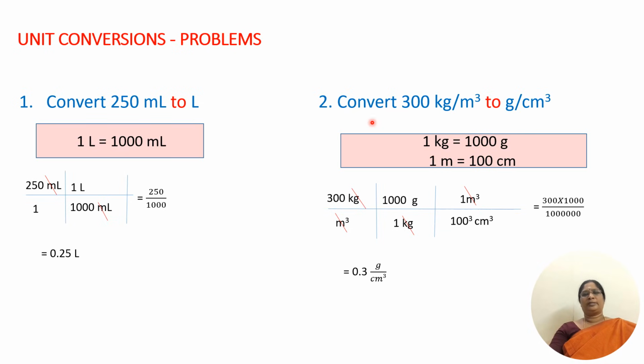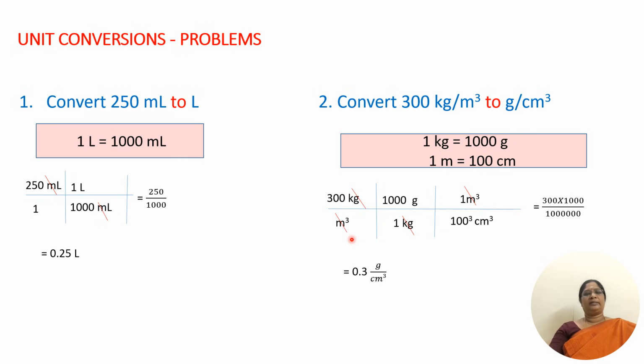Let us go to the second problem with two unit conversions. Convert 300 kg per meter cube to gram per centimeter cube. We should write down the unit conversions, that is 1 kg is equal to 1000 gram, and 1 meter is equal to 100 centimeter. Let us write down the problem, 300 kg per meter cube. So kg is there in the numerator, so in the unit conversion it has to be written in the denominator so that the unit gets cancelled. 1 kg is equal to 1000 grams, so that kg gets cancelled.